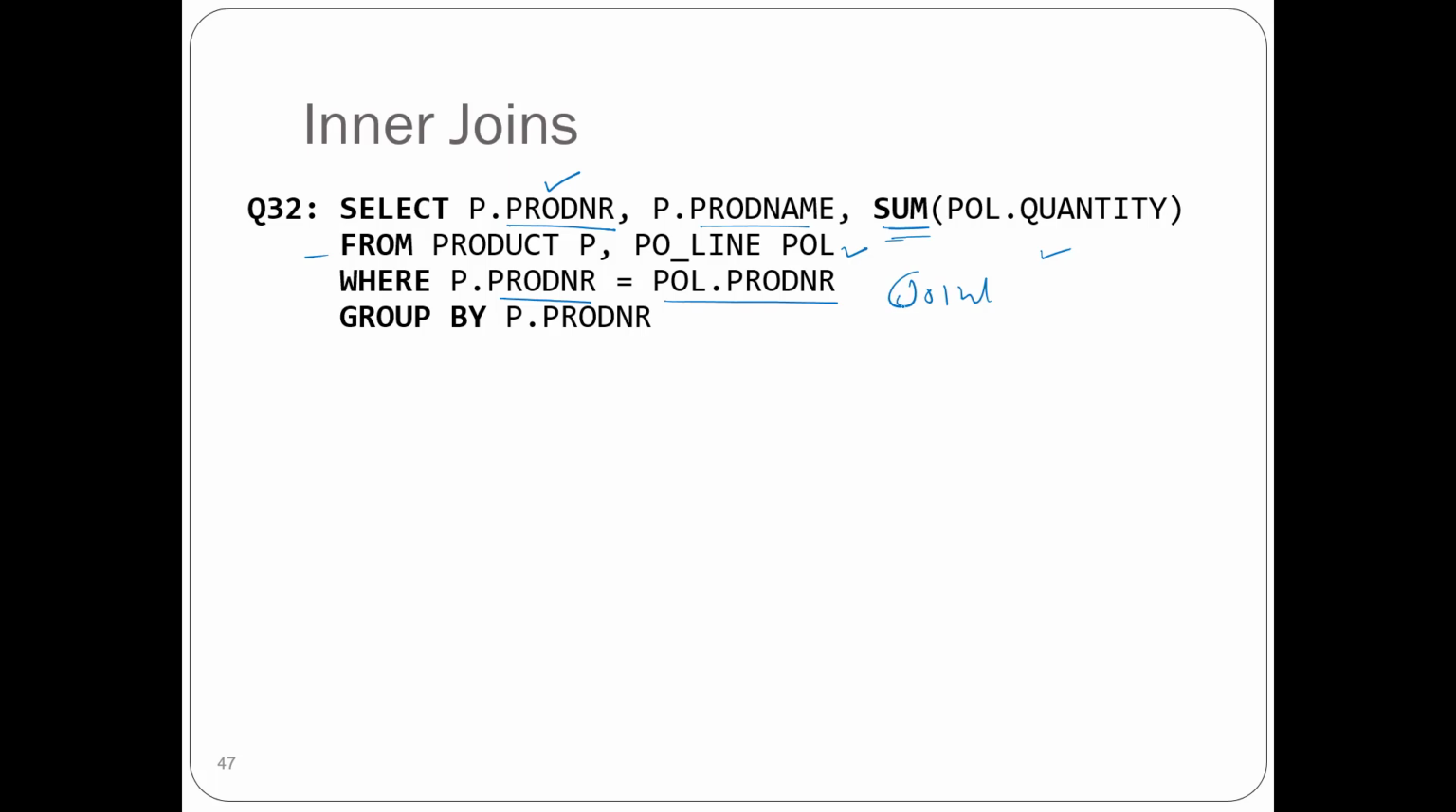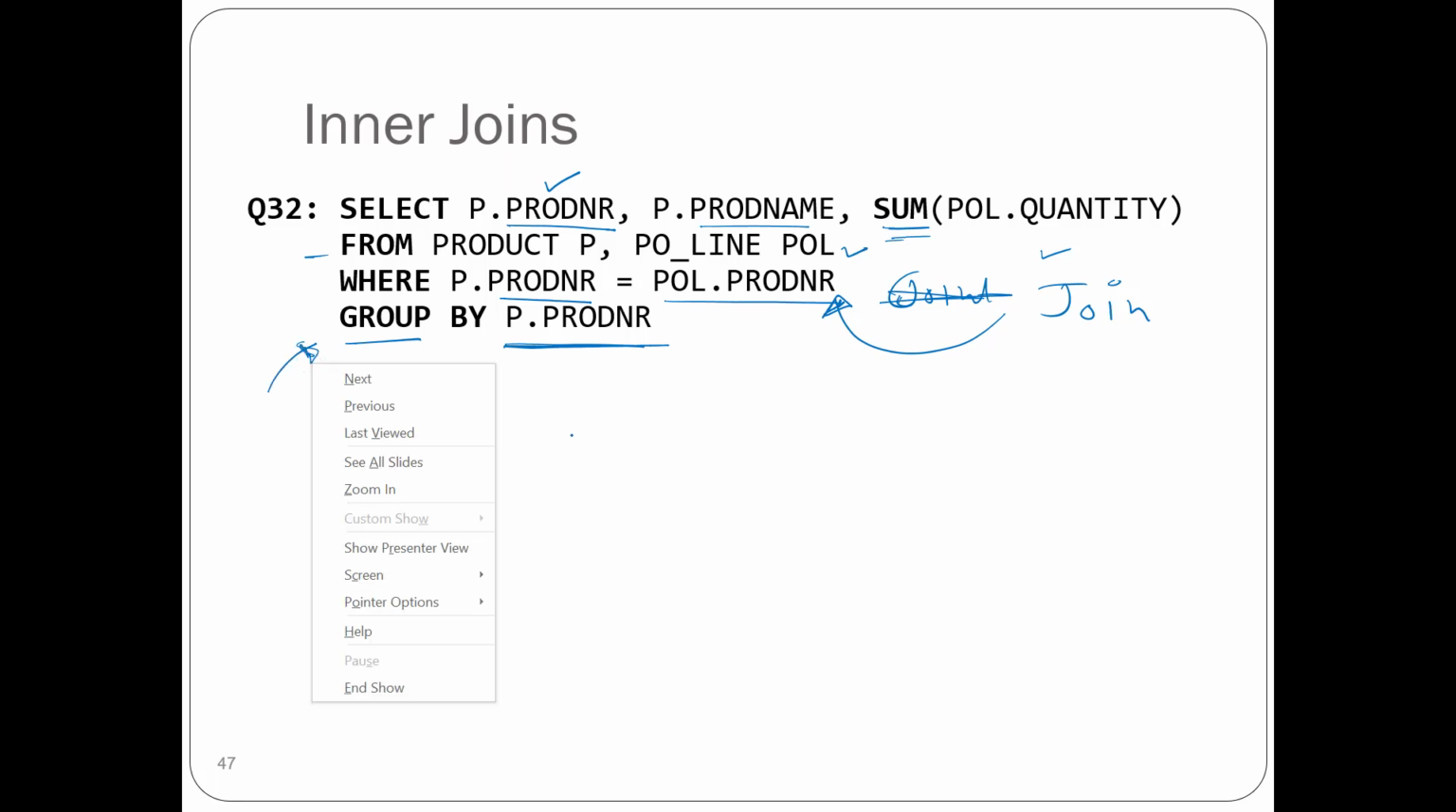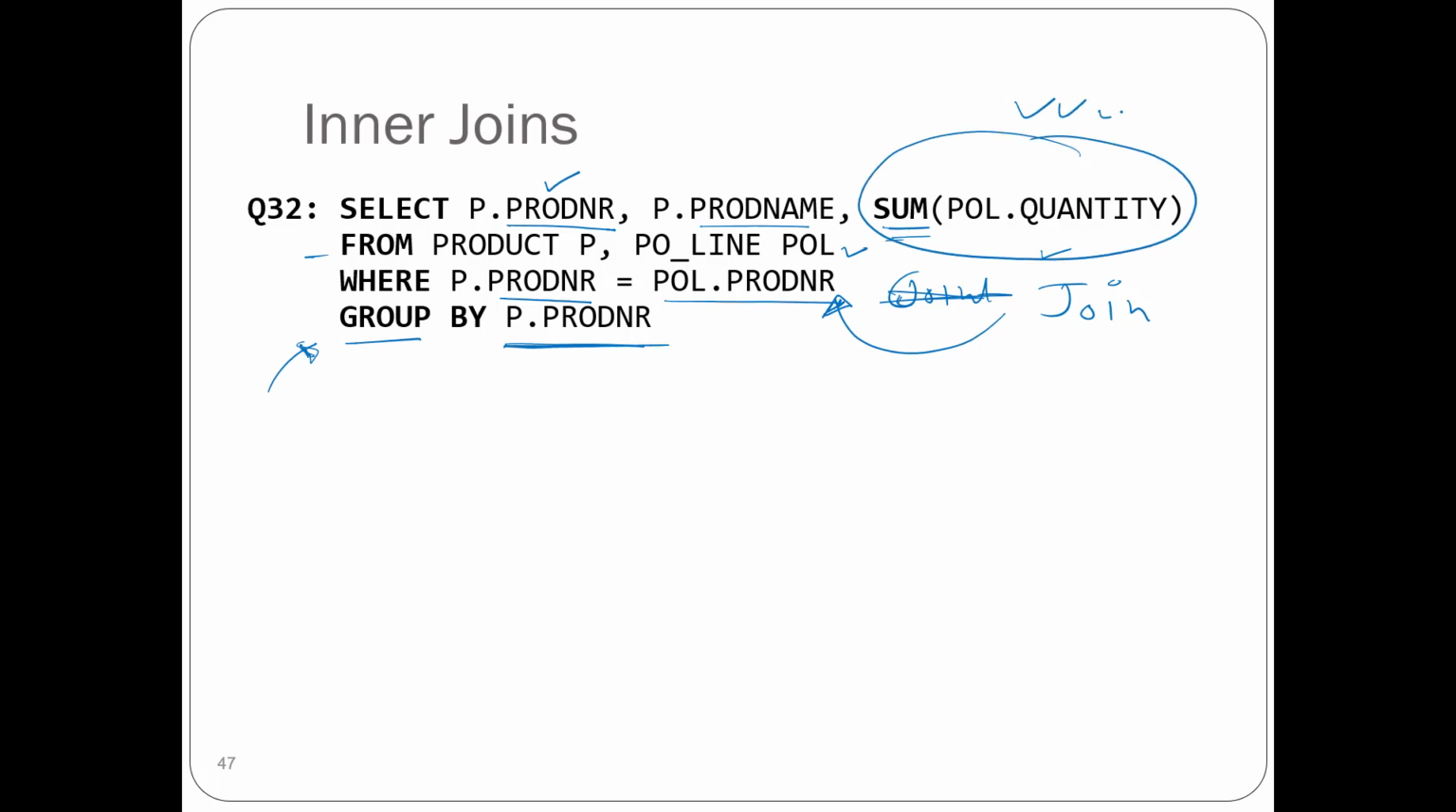Join, we are doing a join over here. This is an implicit join, right? Group by P.prod_nr, right? So that is interesting over here. The group by is coming towards the end, but it is extremely important. Why? Because this sum that we are doing here is being performed on the group.